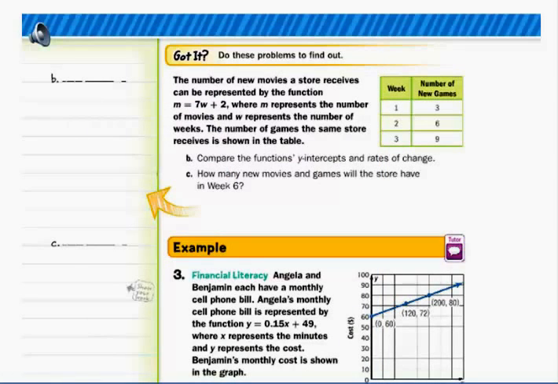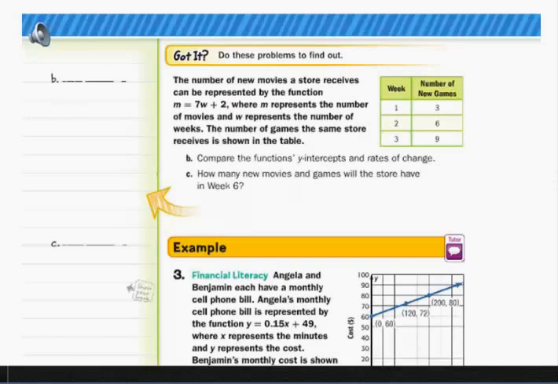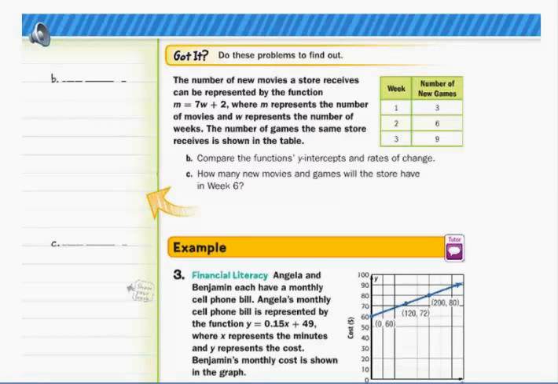Angela and Benjamin each have a monthly cell phone bill. Angela's monthly cell phone bill is represented by the function y equals 0.15x plus 49. What in the world does that mean? Here's what that means. That means that this is how much she is paying per minute. It says x equals the number of minutes. So she's paying 15 cents.